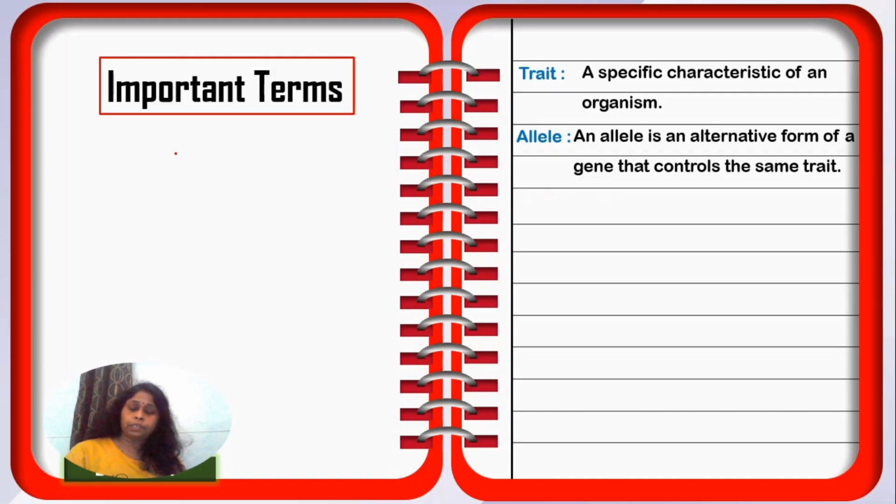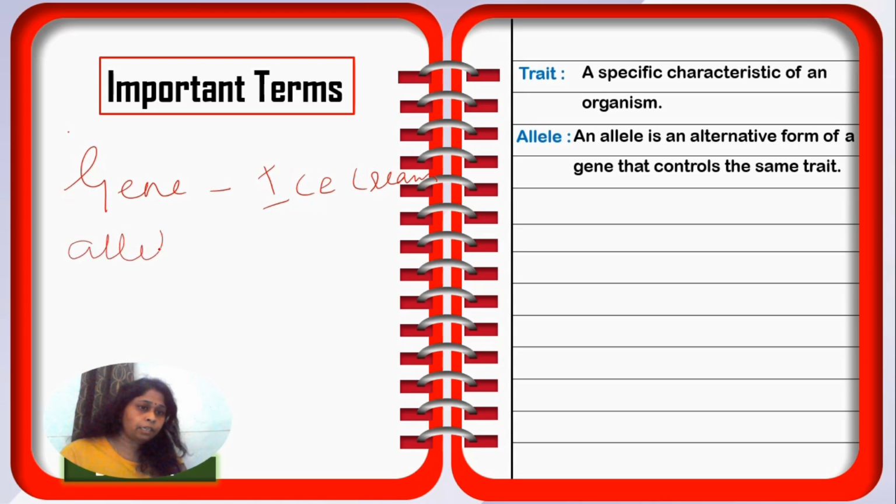Like for example, ice cream flavors. Let us take an example of an ice cream flavor. So here we can consider the gene as ice cream, whereas the alleles are chocolate or vanilla. I will consider these as two flavors of the ice cream.